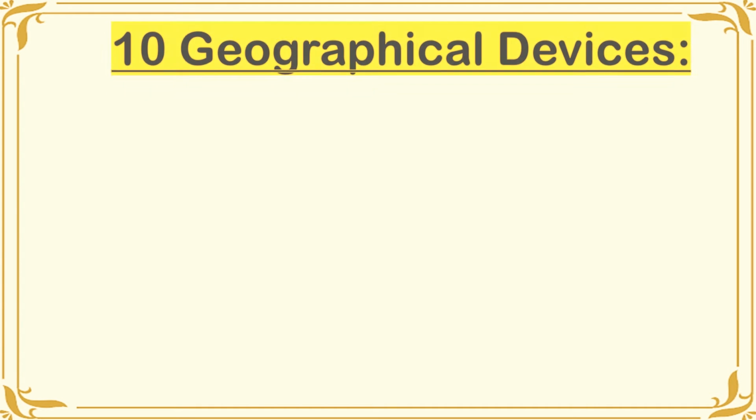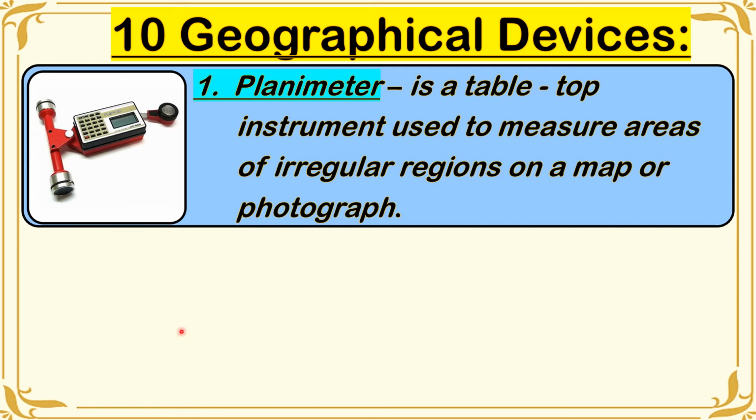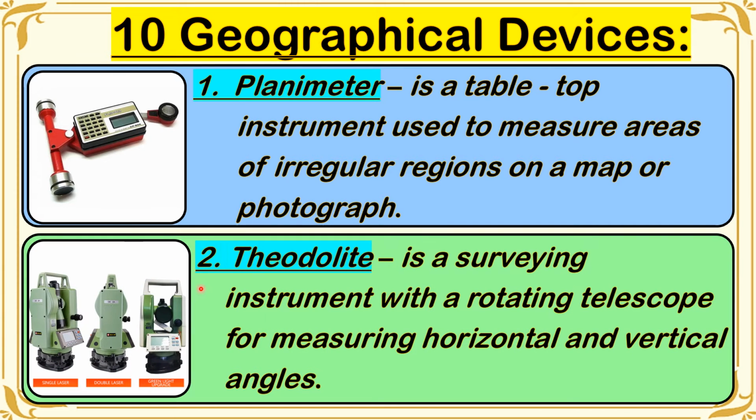Now class, let us discuss the 10 geographical devices one by one. Number 1 is planimeter. It is a tabletop instrument used to measure areas of irregular regions on a map or photograph, and this is how a planimeter looks like. The second one is theodolite. It is a surveying instrument with a rotating telescope for measuring horizontal and vertical angles. So we have single laser, double laser, and green light upgrade.